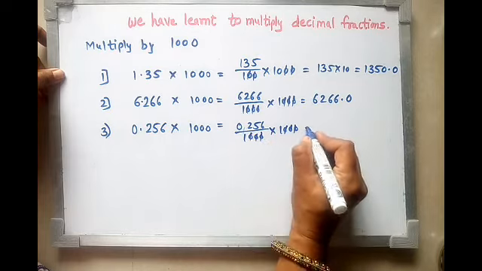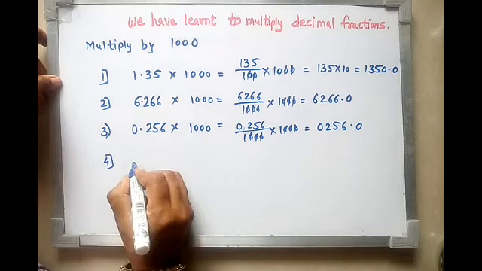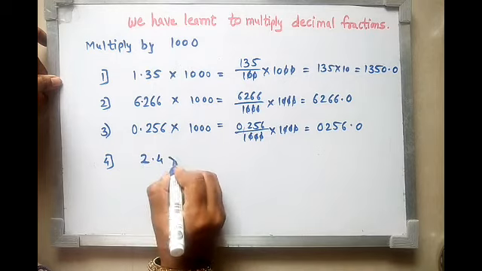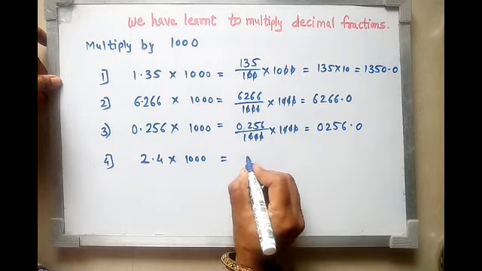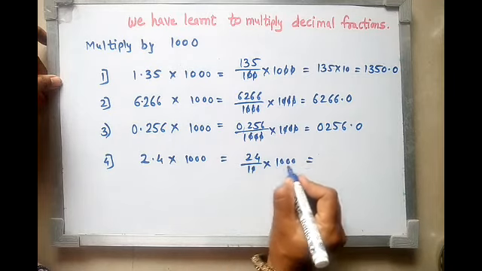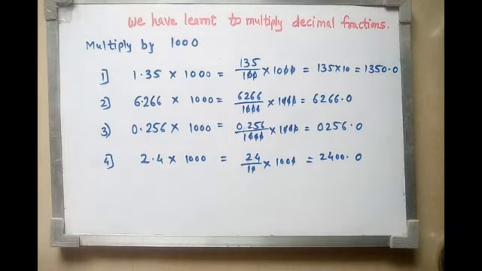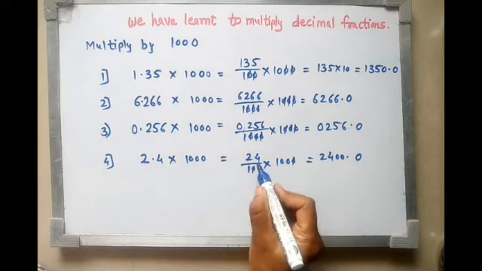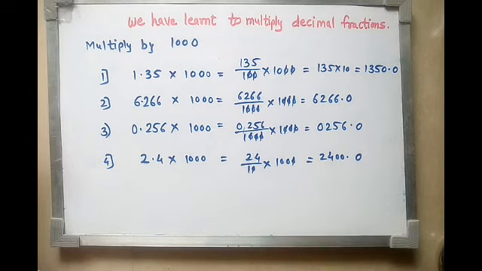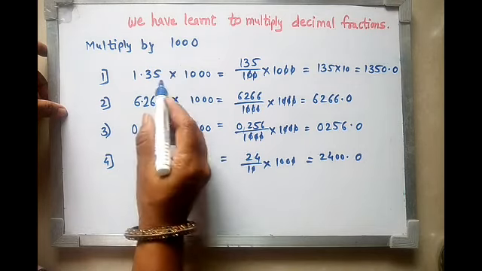When we do not find three places, we write zeros on the right side. 2.4 into 1000. Here we do not find three places. We write 2 zeros on the right side: 2400. When multiplying by 1000, the decimal point moves three places to the right side.